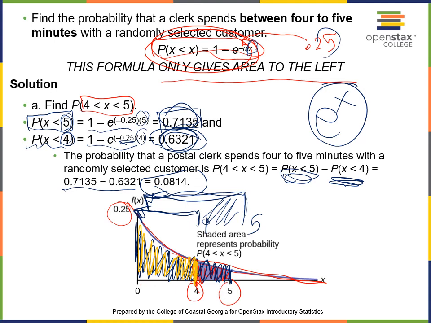Much harder than a uniform distribution, right? Because we're not finding areas of rectangles. But we do have a basic formula we can use to help us find the area in an exponential distribution. It's a harder formula. I mean, you're going to need your calculator for sure to do the exponential function, but it's doable.